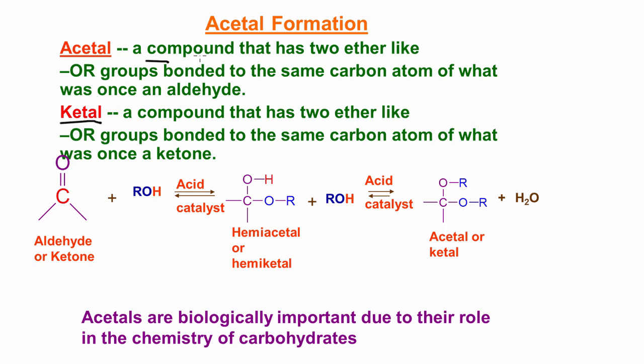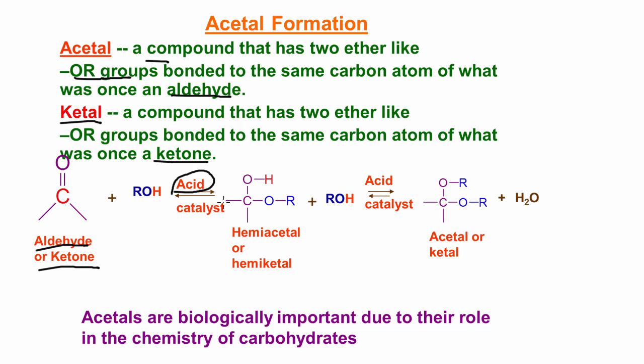And an acetal is a compound that has two ether-like groups, two of these alkoxy groups, bonded to the same carbon atom, which was once the aldehyde carbon. And a ketal, as you can guess, is a compound that has two ether-like groups bonded to the same carbon atom of what was once the ketone. So if you start off with a ketone, you're going to end up with a ketal. You start off with an aldehyde, an acetal. Basically we would add more alcohol to the aldehyde and ketone.